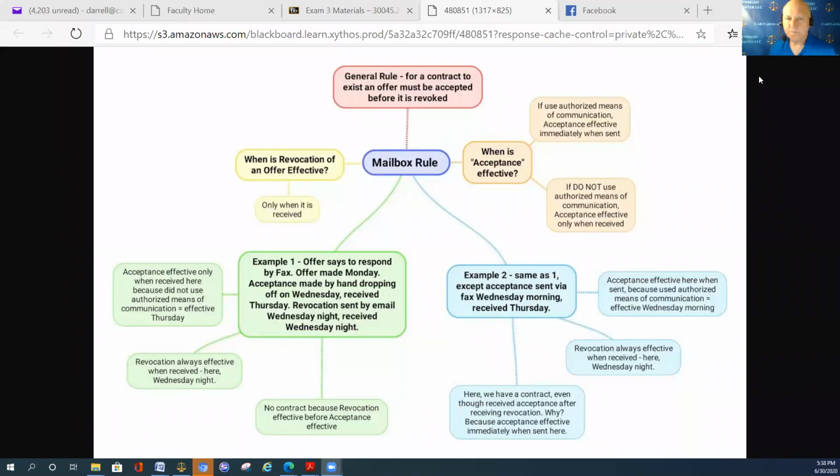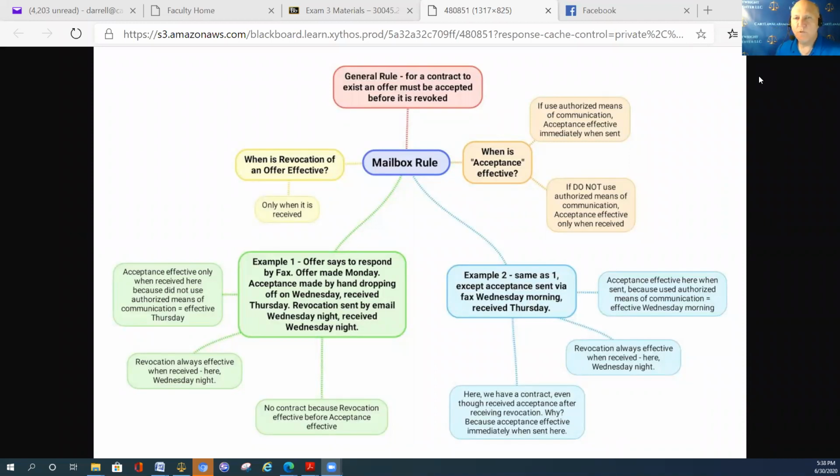This goes along with the formation of contracts. I generally skipped over that portion in the PowerPoint video lecture previously, so I wanted to take the handout separately and discuss that. So let me go ahead and get that up on your screen. And there it is. Let's talk about the mailbox rule.